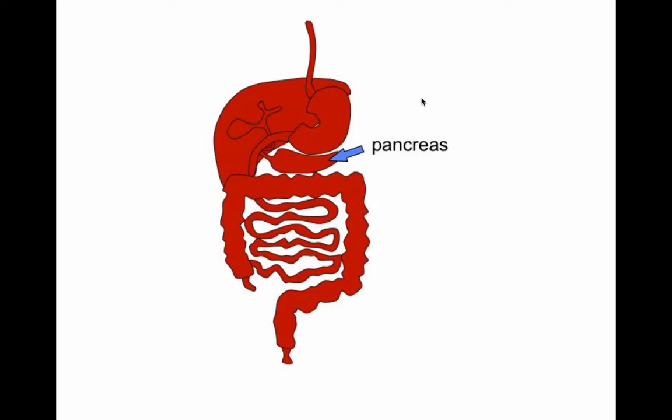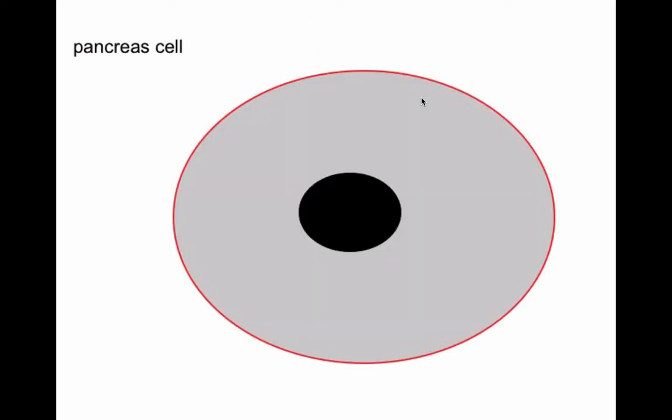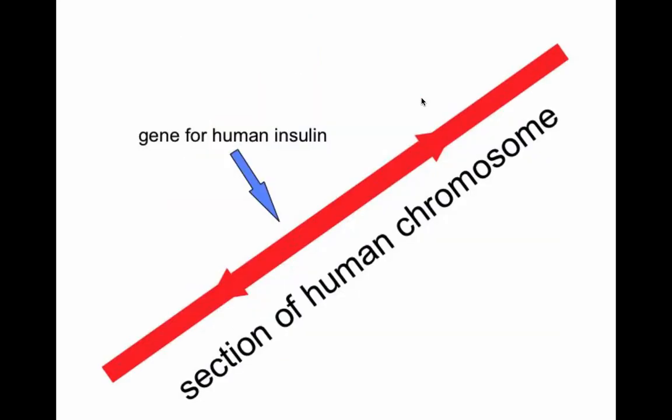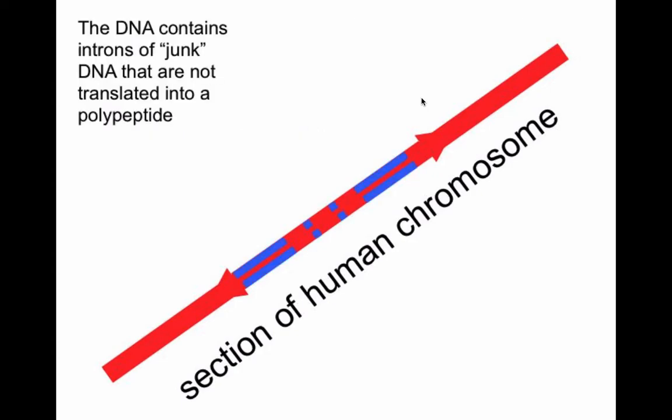Right, so the obvious place to start is the pancreas, because it's only in these cells that the human insulin gene will be switched on. But if you remember from what we did earlier, sorry, this was last year, wasn't it? Introns and that. It's a bit more complicated than that. It's not as simple as just cutting out the human insulin gene, because as well as cutting out the coding regions, you'll also cut out the junk as well. These non-coding regions aren't translated into a polypeptide.